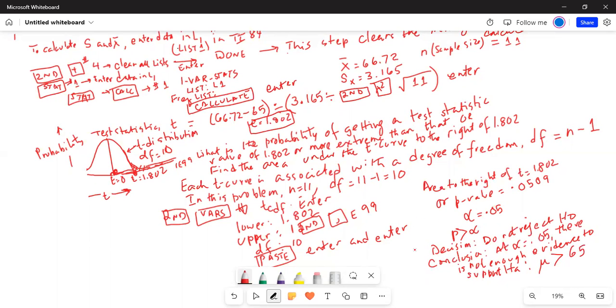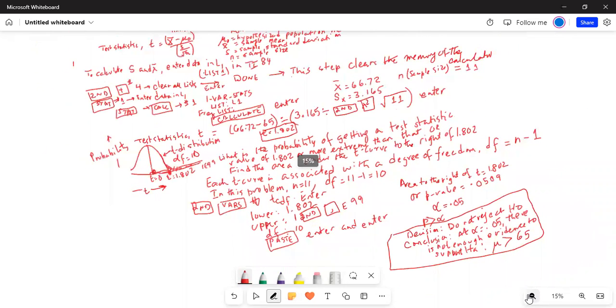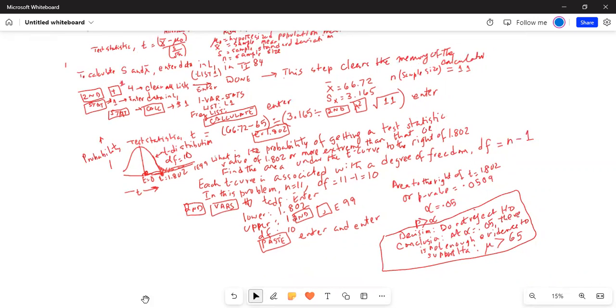Okay, so this is the important part. P is greater than alpha, do not reject H0, and therefore conclude at alpha equal to 0.05. There is not enough evidence to support the alternate HA, mu greater than 65. Now that we have done this problem using calculation, let's use the calculator to do this test. So how will I do that? First I'll create some space here.